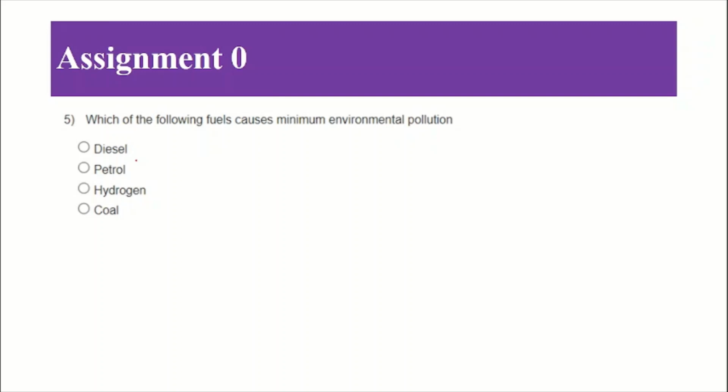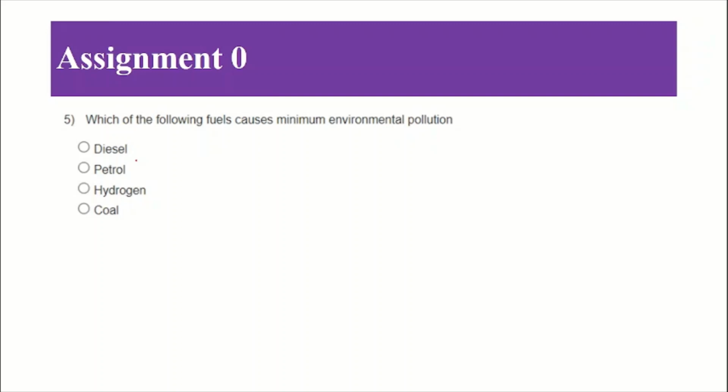Can anyone tell me the answer for this one? Which of the following fuels causes minimum environmental pollution? Is anyone present? Yes, this is hydrogen. It is the cleanest fuel. Okay, so you said it is the cleanest fuel, but do you know any pollutants that are emitted while hydrogen is combusted? Can you tell me? Or there is no pollutant which is emitted while hydrogen is combusted? Only water vapors are emitted when hydrogen is combusted.